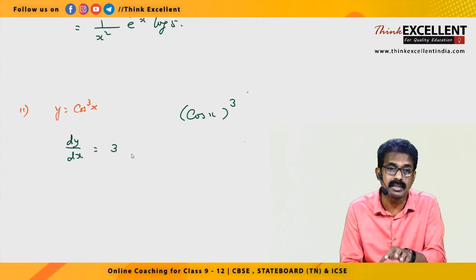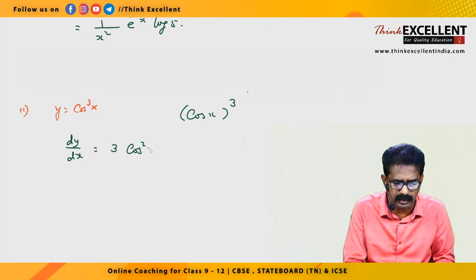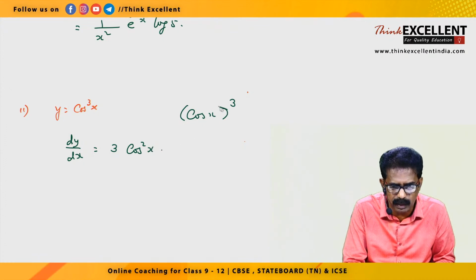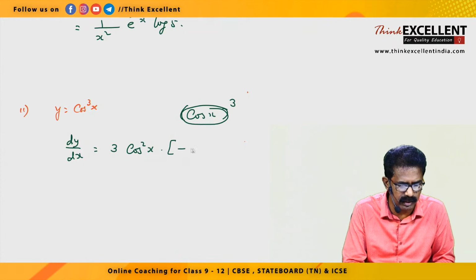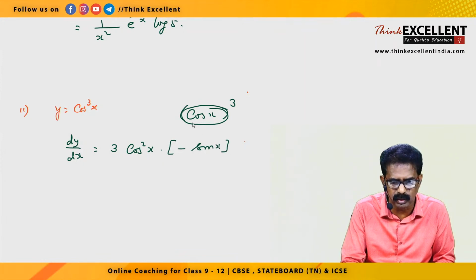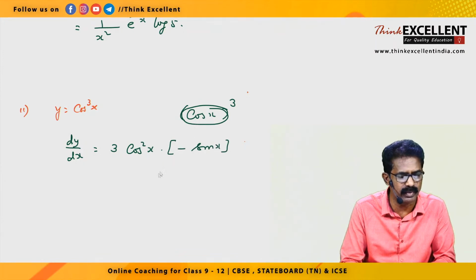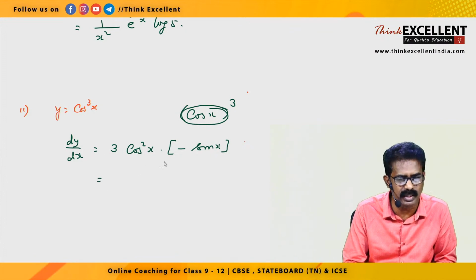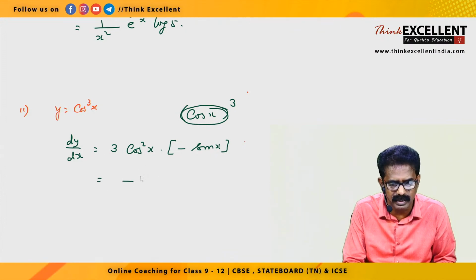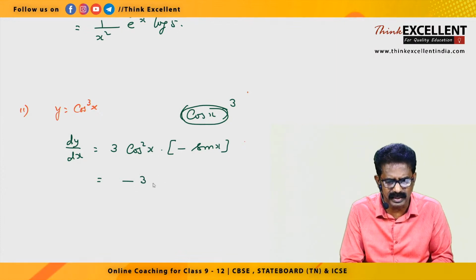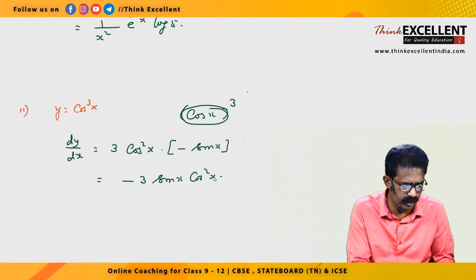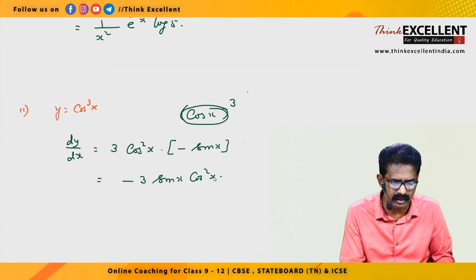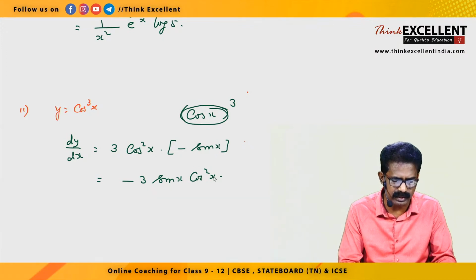3x square, cos x the whole square. So that is cos square x. 3 cos square x. Don't stop, this is our x, so differentiate it. Cos x derivative is minus sin x. Very good, very good. Many students are giving the answer. So your answer is minus 3, in any order you write, sin x into cos square x. Okay, so this is your answer for this sum. So that is sum number 11.